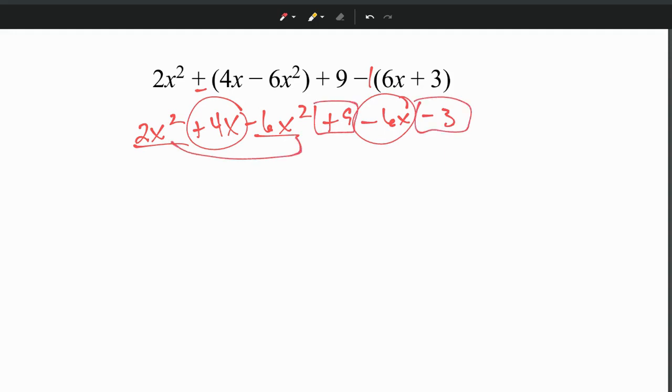So 2x squared and negative 6x squared give us negative 4x squared. 4x and negative 6x give us negative 2x. And 9 and negative 3 gives us positive 6.